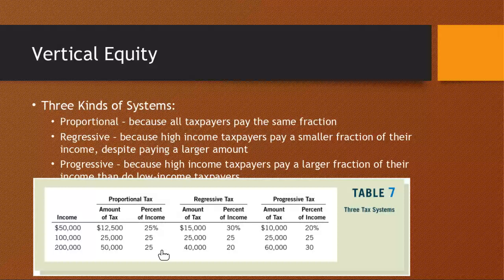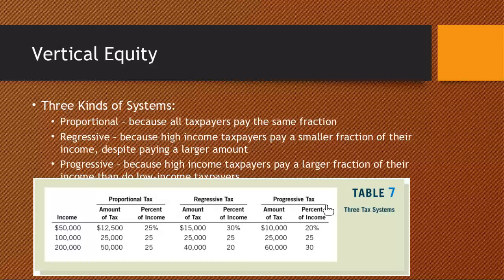In contrast, a regressive tax would decrease the percent of income paid by each individual as they make more money. So notice that the amount of tax still goes from $15,000 to $25,000 to $40,000, i.e., someone that makes $200,000 is still paying more money than someone that makes $50,000. However, the percent of their income they're paying is increasingly less.